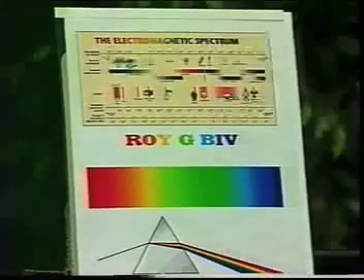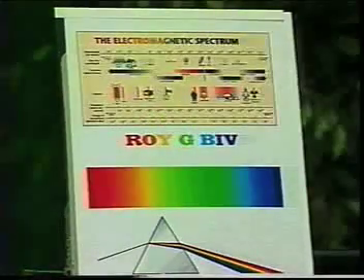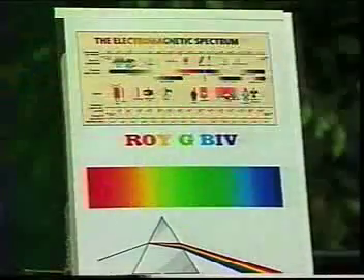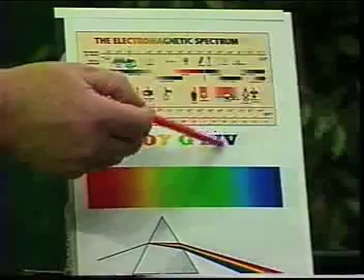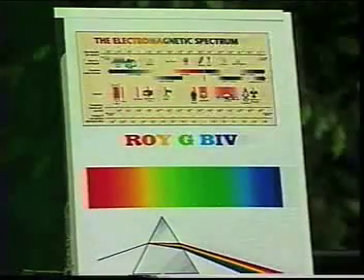The way to remember that is this guy, Roy G. Biv: red, orange, yellow, green, blue, indigo, and violet. Sometimes you'll see them leave out the I for indigo, because not too many people know what indigo is anymore.